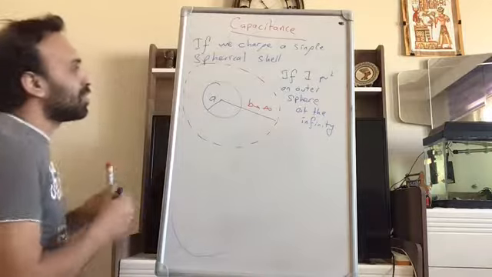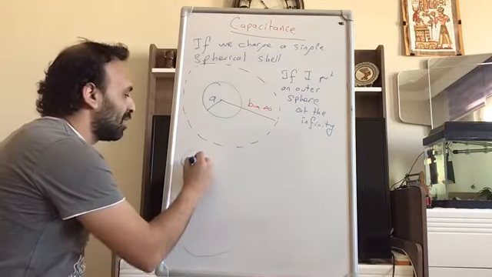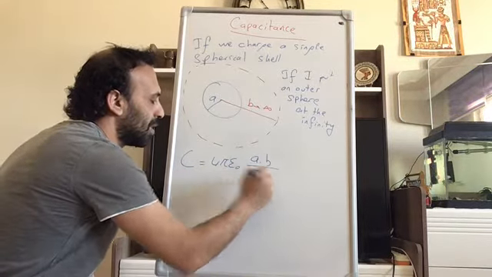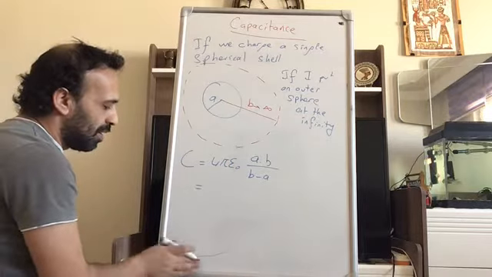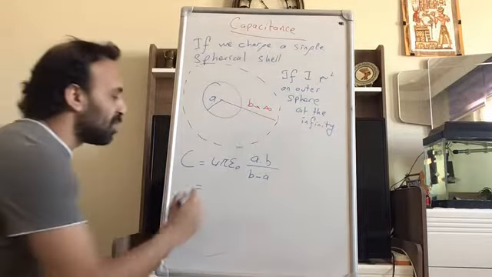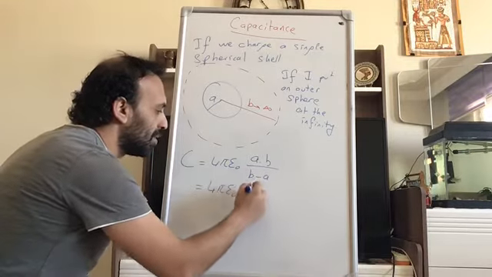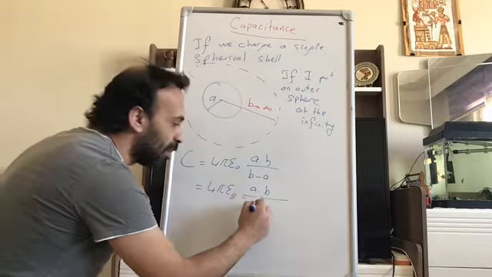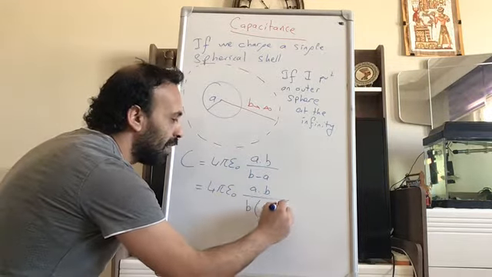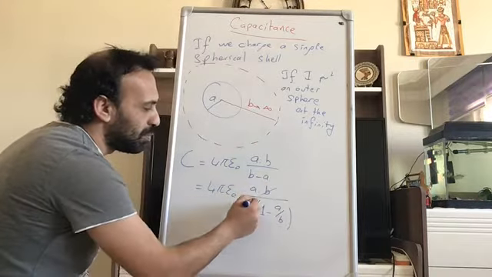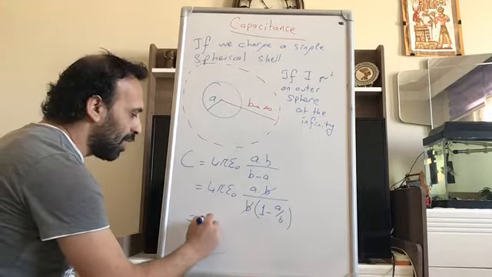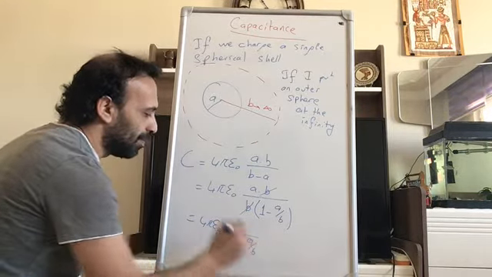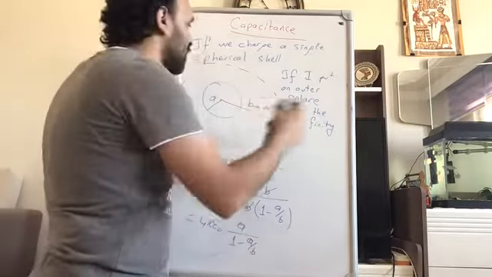So the capacitance of such a capacitor can be written C equals 4 pi epsilon 0 A times B over B minus A. If I rewrite this equation by using a simple mathematical trick, 4 pi epsilon 0 A times B over, if I put the denominator in the common parenthesis of B, 1 minus A over B. And I can cancel the two B's here, so I'll find 4 pi epsilon 0 A over 1 minus A over B. Okay, now let's take the next step here.